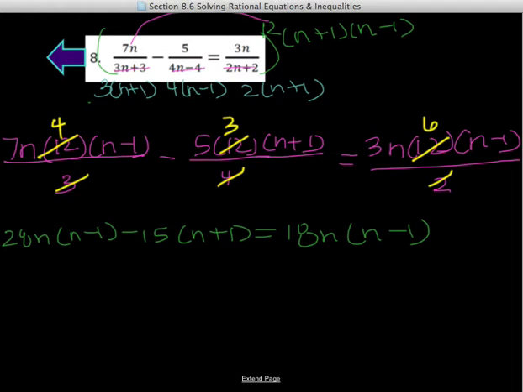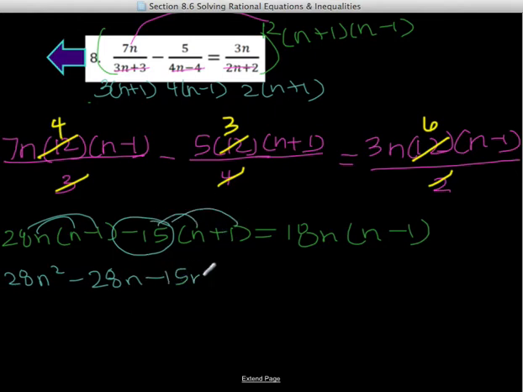So now I'm going to distribute. This gives me 28n squared minus 28n. Be careful on this one, make sure you distribute that negative 15. So I have minus 15n minus 15 is equal to 18n squared minus 18. Okay, we should start to see it's a quadratic, so I'm going to go ahead and get everything to the left-hand side.